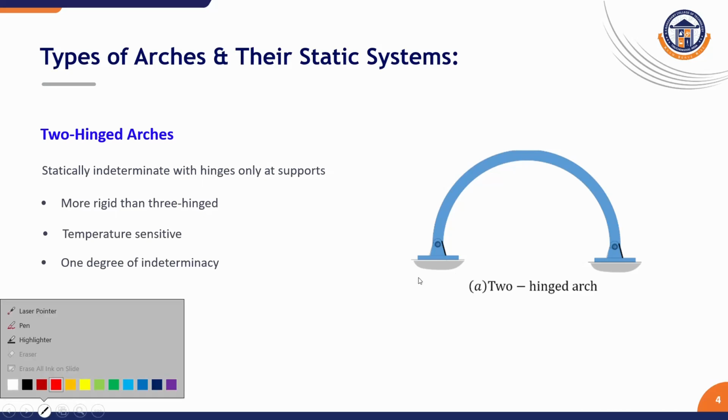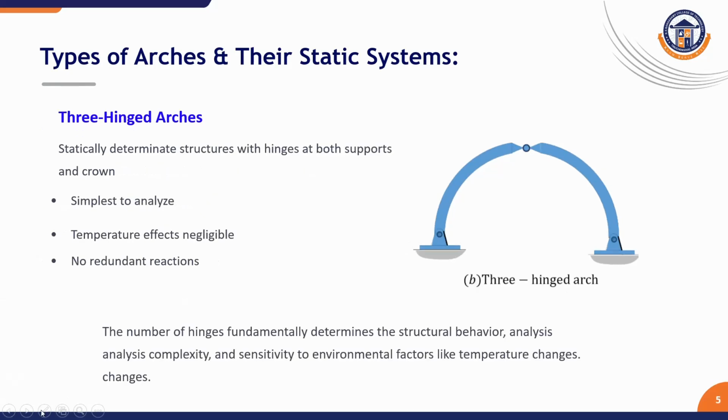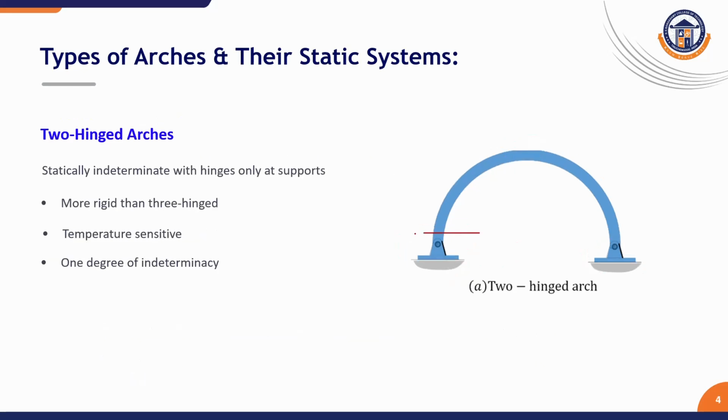More than the rigid, you can see here the supports have hinged conditions. This is the case of the three-hinged arch, and this is the case of the two-hinged arch. So the two-hinged arch is more rigid than the three-hinged arch, temperature sensitive, and has one degree of indeterminacy.